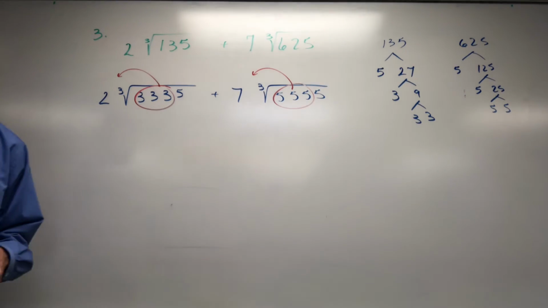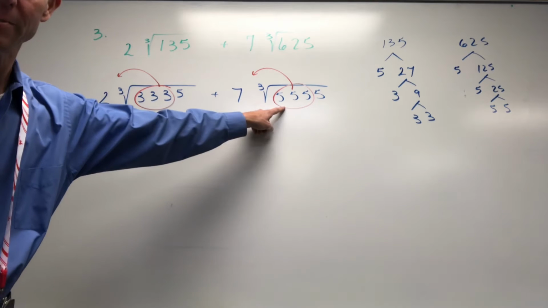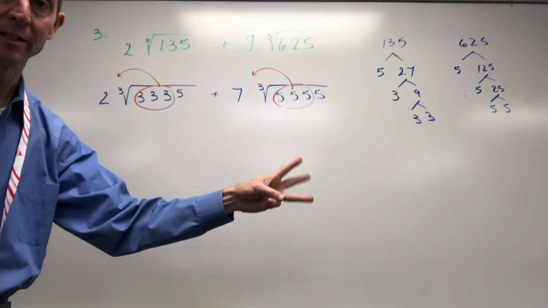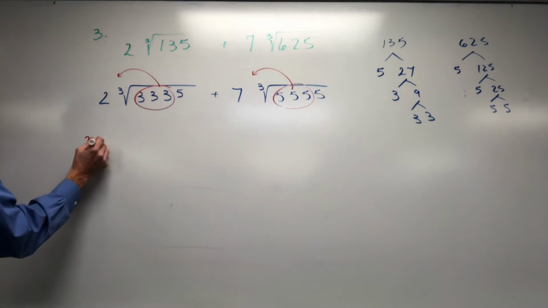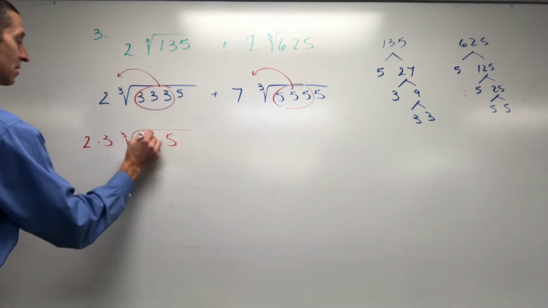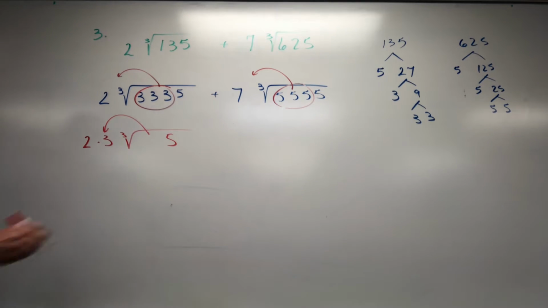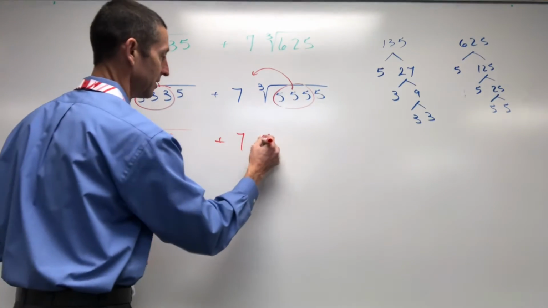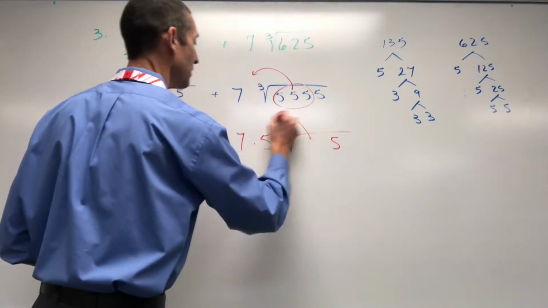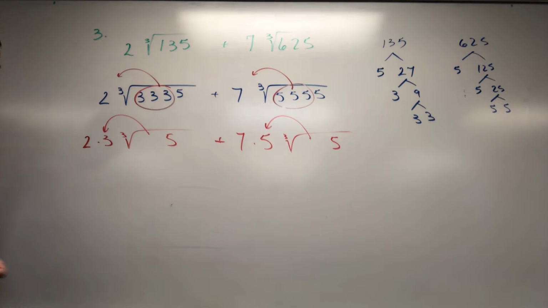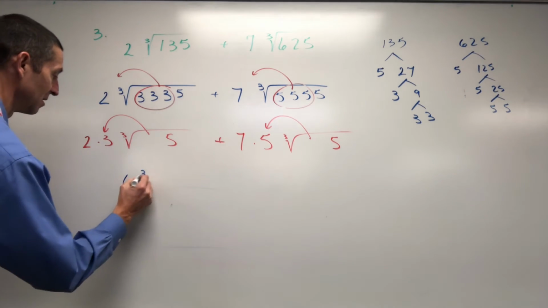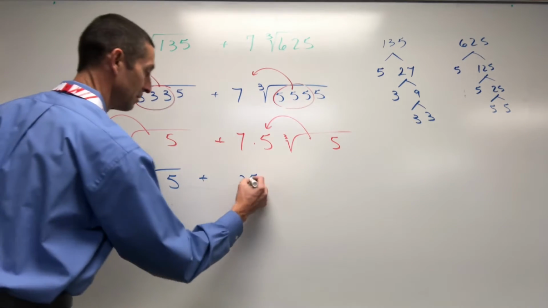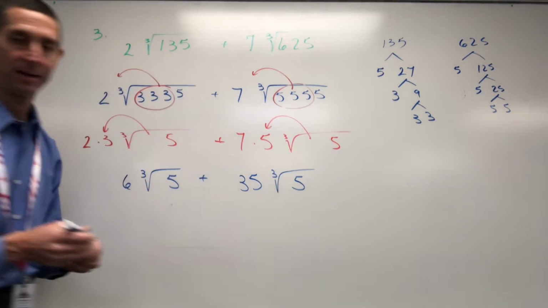And then you remember the rule is still the same. Even though you took 3 of them out from underneath, you're only writing it one time when you put it on the outside. Don't forget about your 2s already out there. So it looks like that. Your 7 already out there. 5 comes out. And you only write it one time on the outside. You got cleanup here to do. You got cleanup there to do. So this becomes 6 cube roots of 5 plus 35 cube roots of 5.